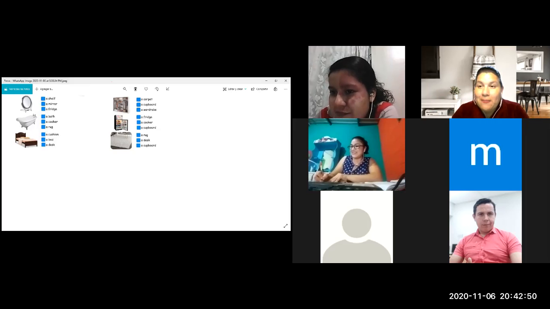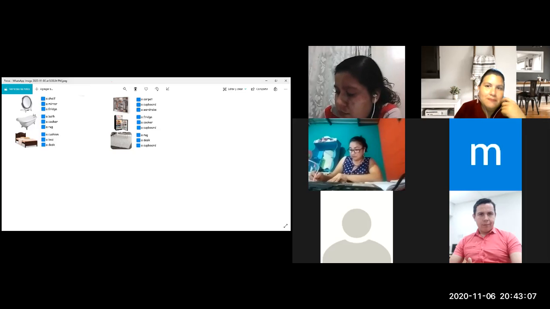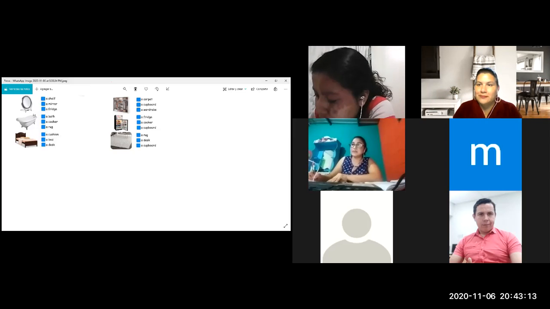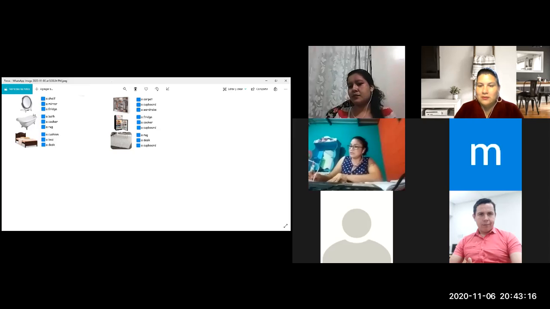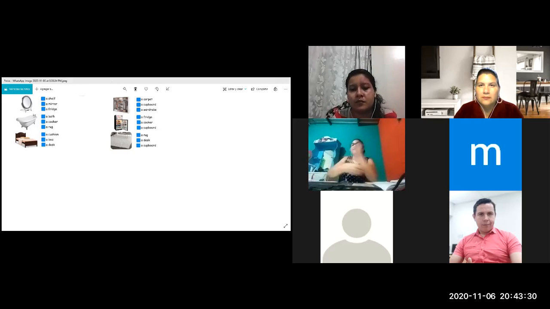Entonces, les escribí en WhatsApp que podría ser, there is not a rug in my house, pero para plurales, there are no rugs in my house. Bueno, entonces no vamos a poner en mi casa o no tengo ninguna alfombra en mi casa. Yo le voy a poner there aren't any rugs in my house. Y bueno, la siguiente imagen. Sofá.